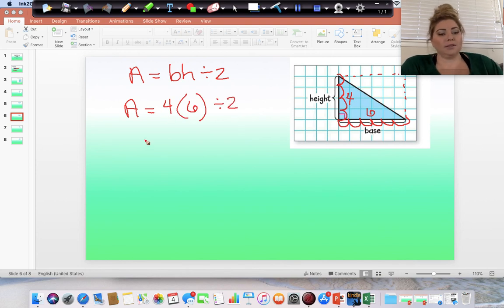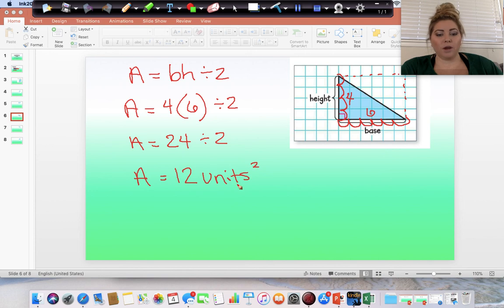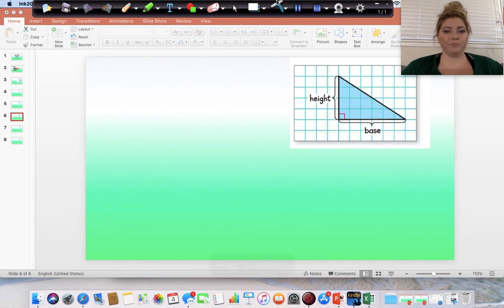So 4 times 6 is 24. And then 24 divided by 2 gives us 12. And we don't know our units, so we're going to put units squared. All right, so our answer is 12 units squared.